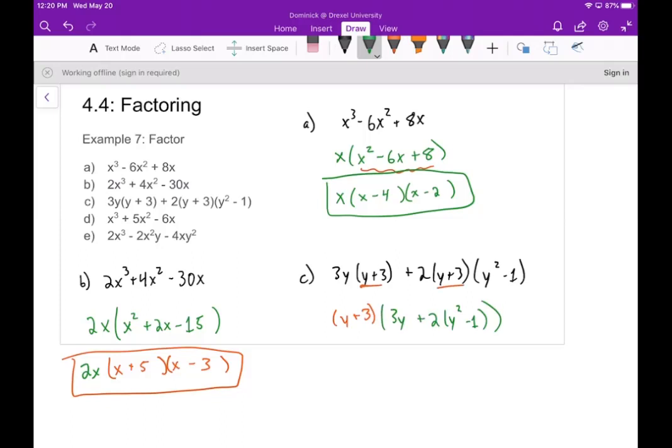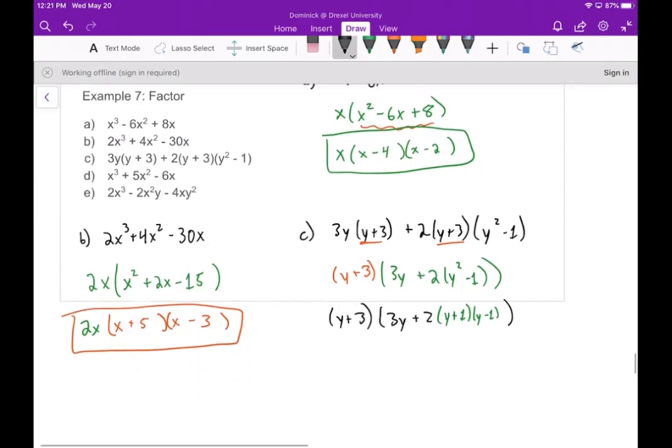Now, if you really want to be fancy here, you can show that this y squared minus 1, if you remember before, those are both perfect squares, y squared and 1. And since there's a minus in between, I can say that this is y plus 1 times y minus 1. And that's our completely factored form of part C.